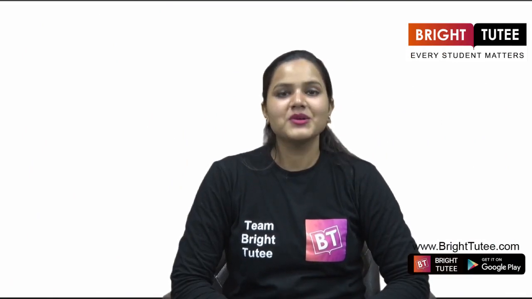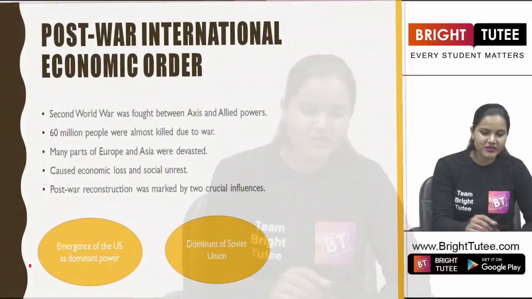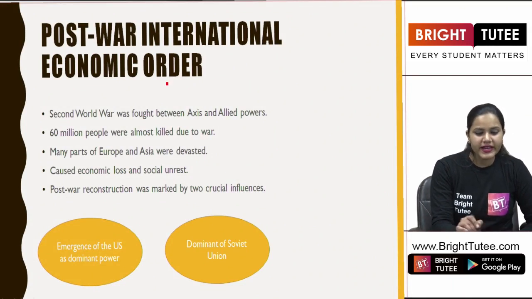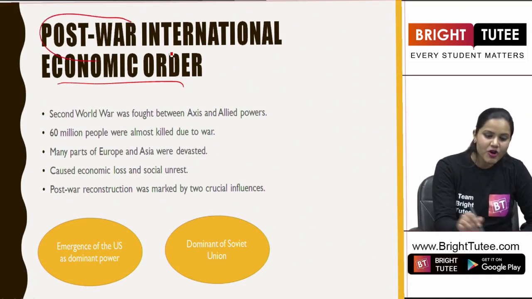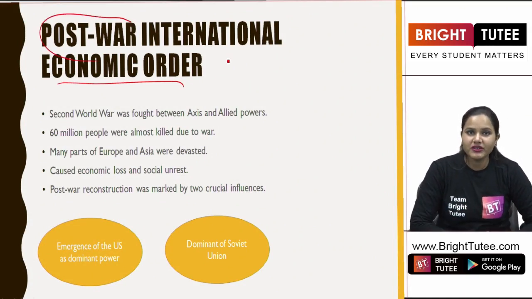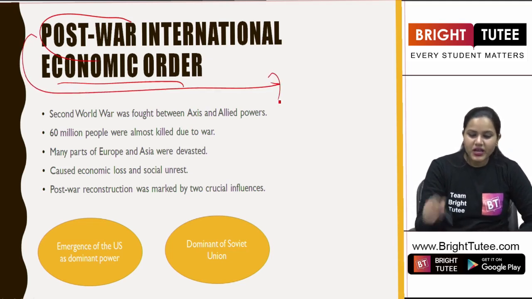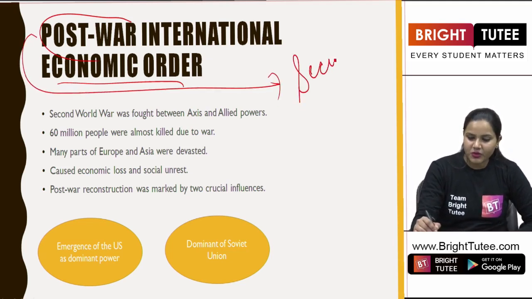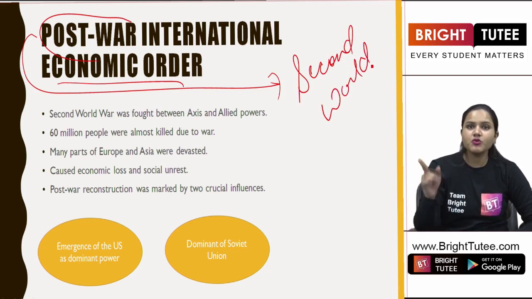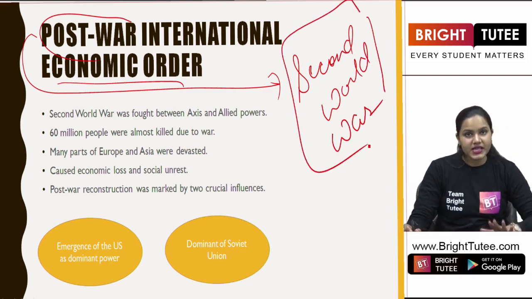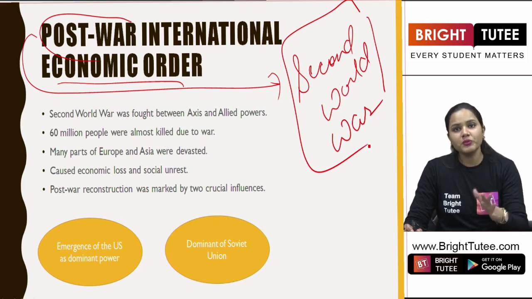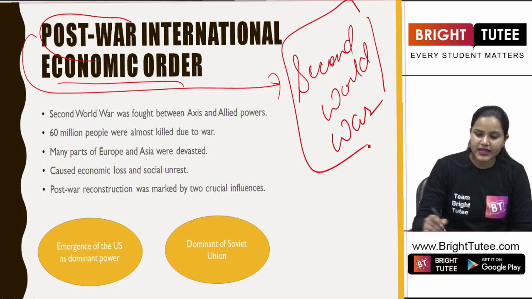Hello everyone. So let's start with our next topic here, that is post-war international economic order. Now students, you must be thinking that again we are talking about post-war international economic order. So this time we are going to talk about the Second World War. Before this, you have learnt about the post-war economy that was related to the First World War. And this is the scenario that happened after the Second World War.